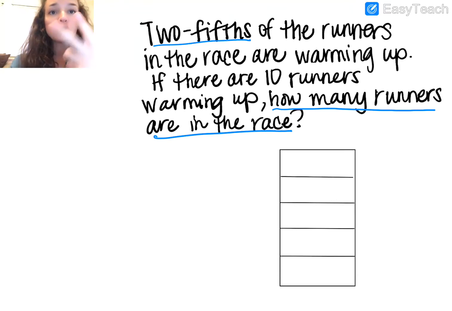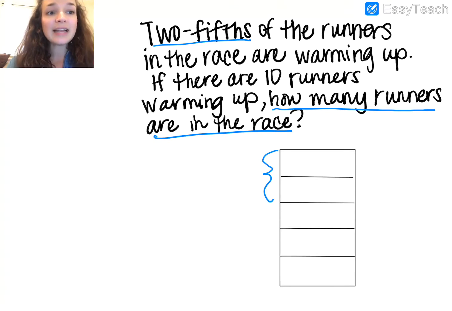So we know that 2/5. So I went ahead and took this rectangle and divided it into 5 equal pieces, you can see, okay? So 2 of those fifths are warming up, and we know that that is 10 runners, okay?